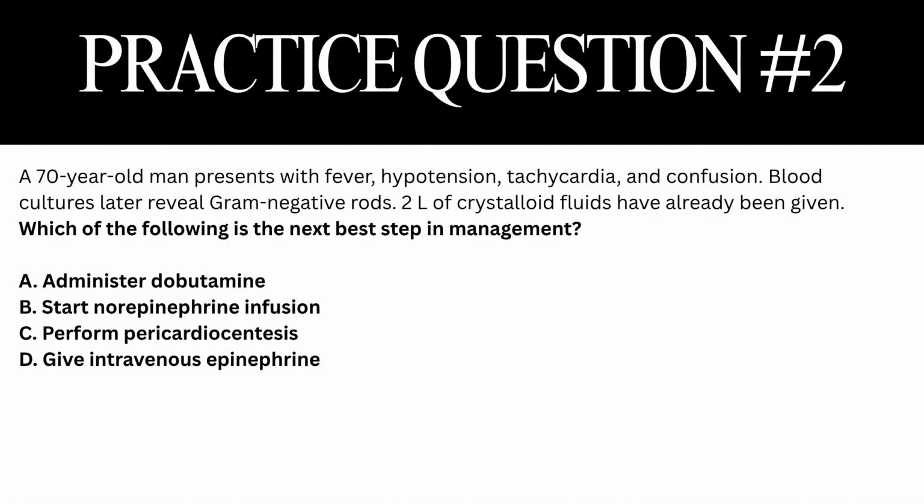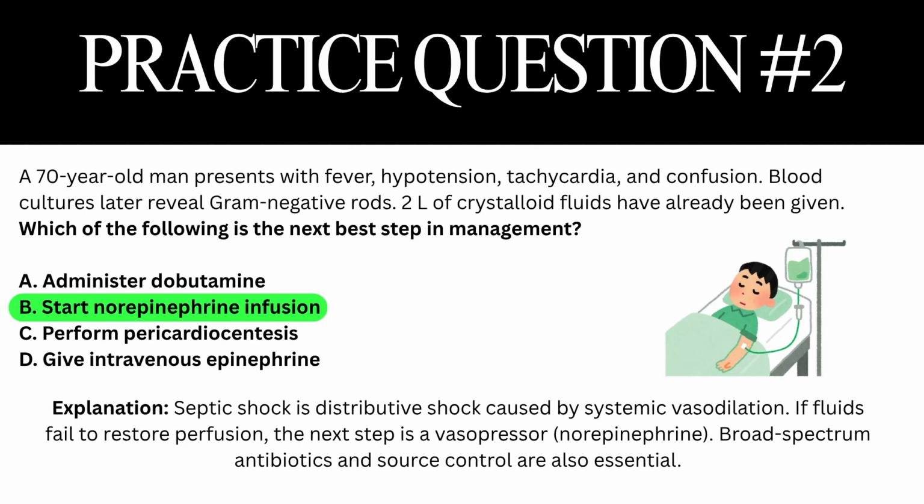Next question, we have a 70-year-old man presenting with fever, hypotension, tachycardia, and confusion. Blood cultures later reveal gram-negative rods. He's already gotten 2 liters of crystalloid fluids, and he's still hypotensive. Which of the following is the next best step in management? Pause the video if you need more time, but our answer here is B.